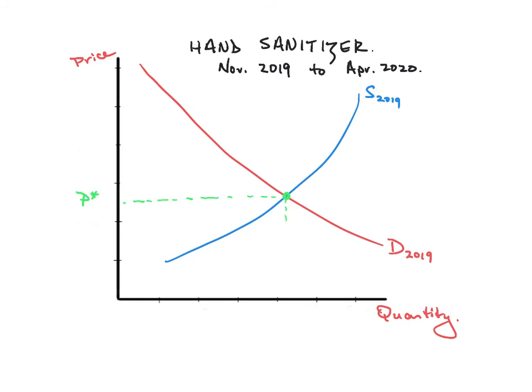And the quantity that was sold, Q star. And I'll add subscript 2019 to both of these. Here's the price of hand sanitizer in 2019 and the quantity that was sold in 2019.